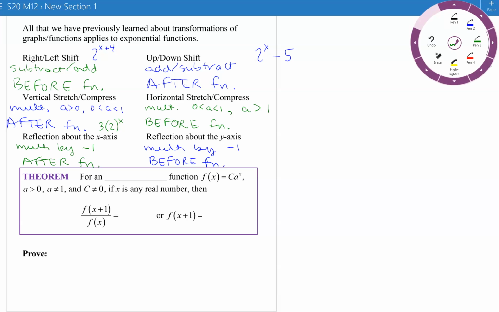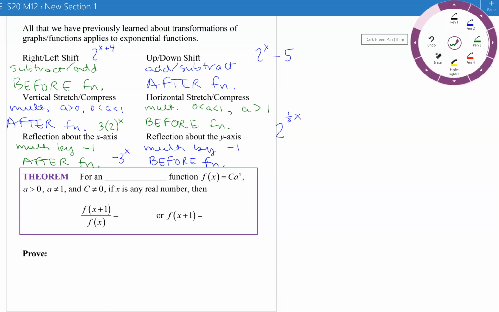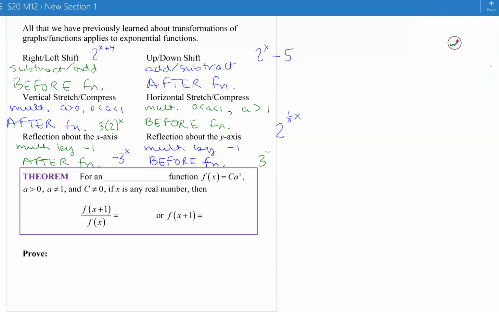Then if you want to have a horizontal stretch or compress, you're going to have 2 to the 1/3 x, and you've multiplied the x by some multiple before you've done the exponential function. Then reflection about the x-axis would be like negative 3 to the x, and reflection about the y-axis would be 3 to the negative x.